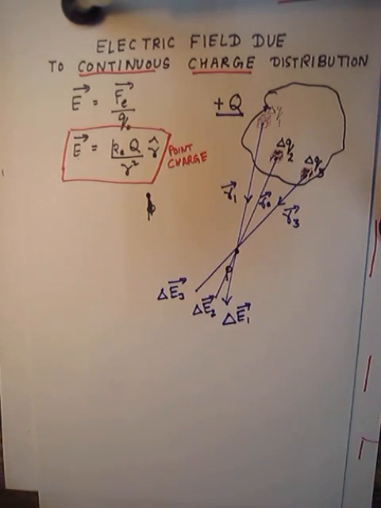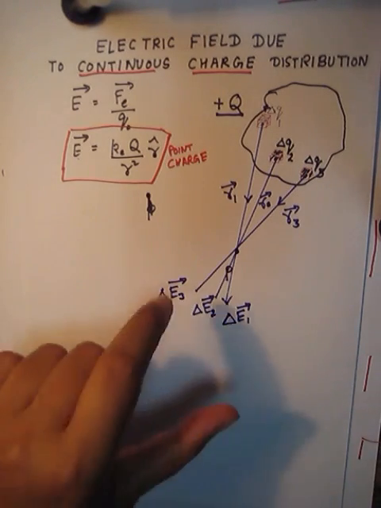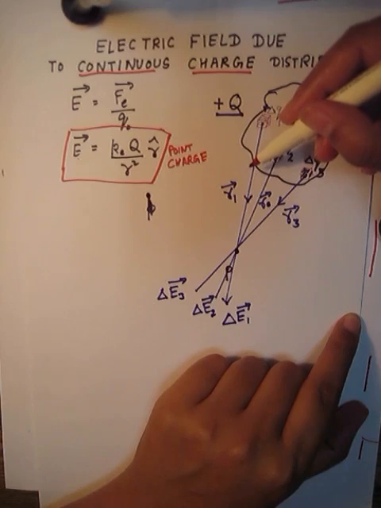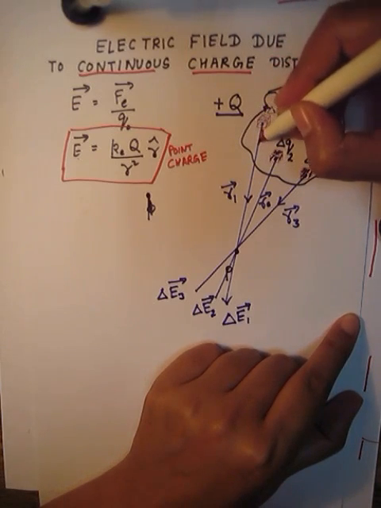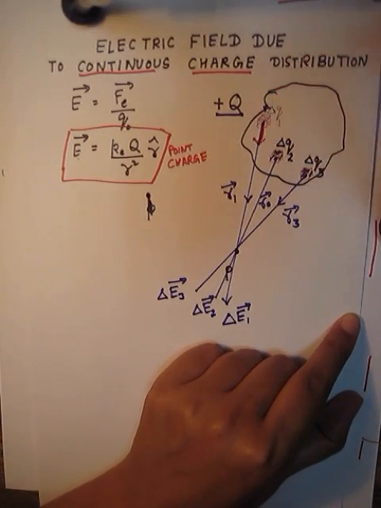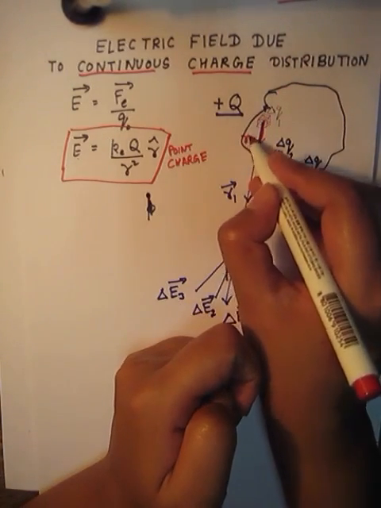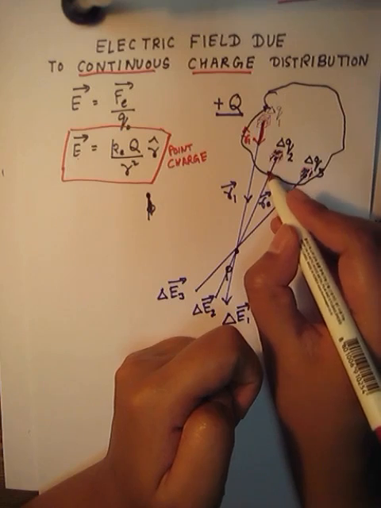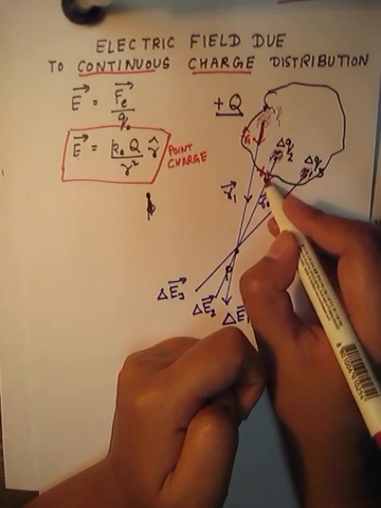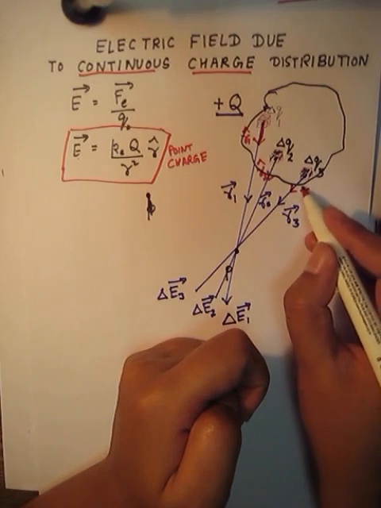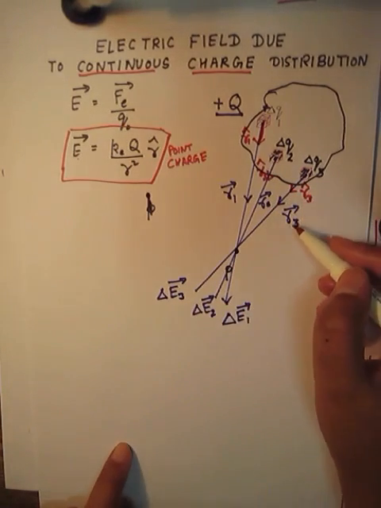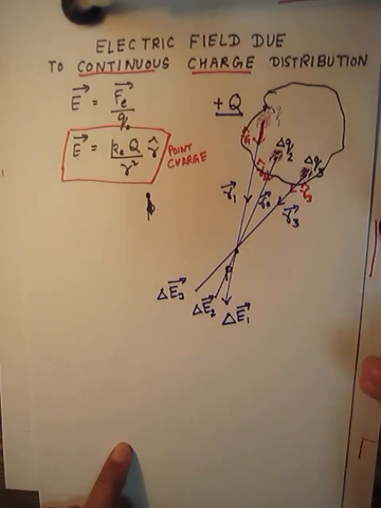Now what will be the direction of the unit vectors? Because you know that the unit vectors, they have the same direction as the vectors. So R1 unit vector, R2 unit vector, R3 unit vector, they will have the same direction as R1, R2 and R3.